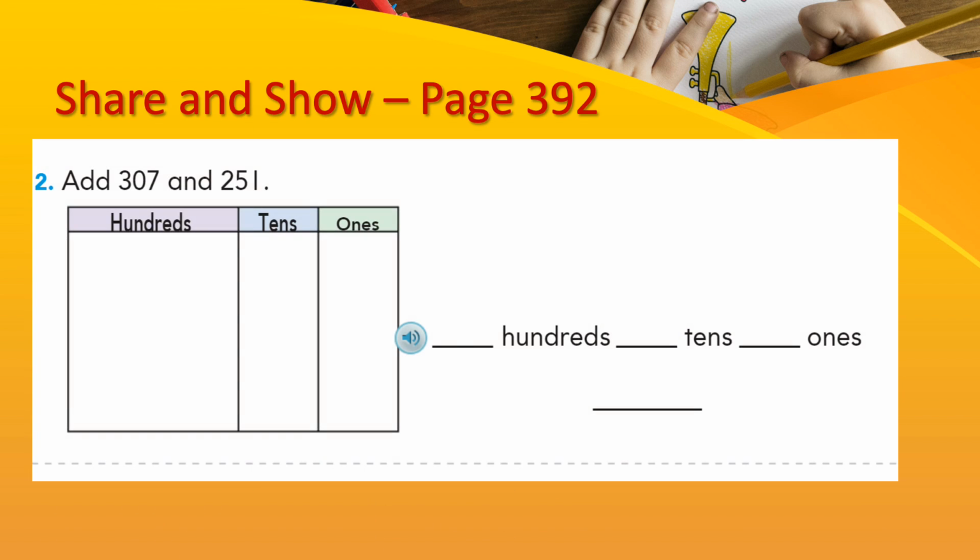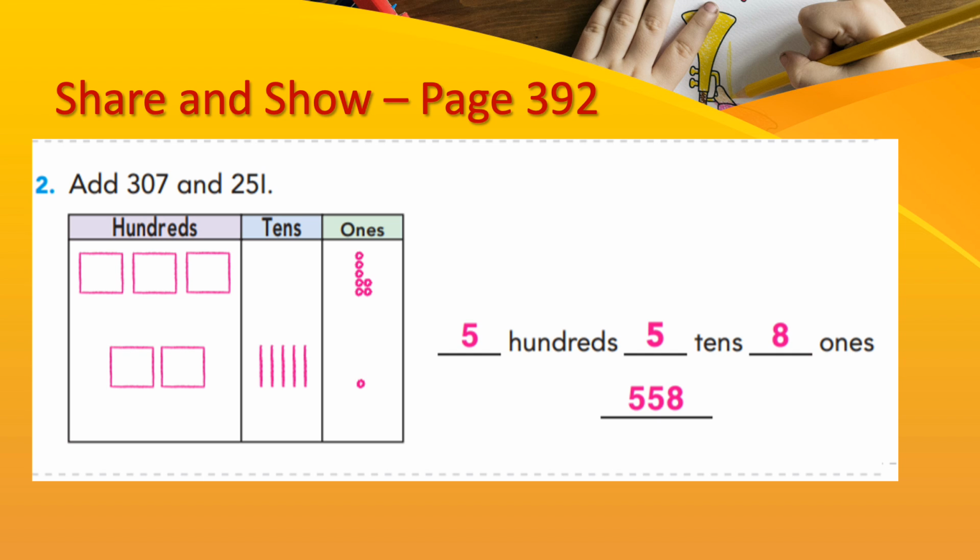Staying on the same page, question number 2. It says add 307 and 251. Now children, how many hundreds does 307 have? Very good. So in the hundreds column, you're going to put 3 hundreds. Now 307 does not have any tens, and therefore we're going to leave it blank. And we have 7 ones in all. 307 has 3 hundreds, no tens and 7 ones.